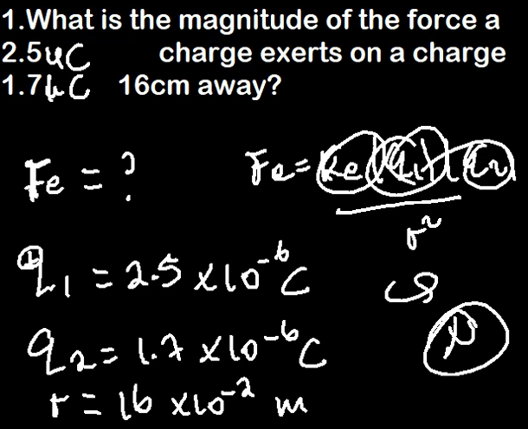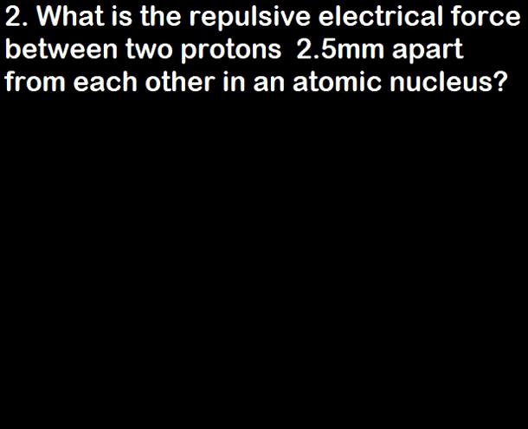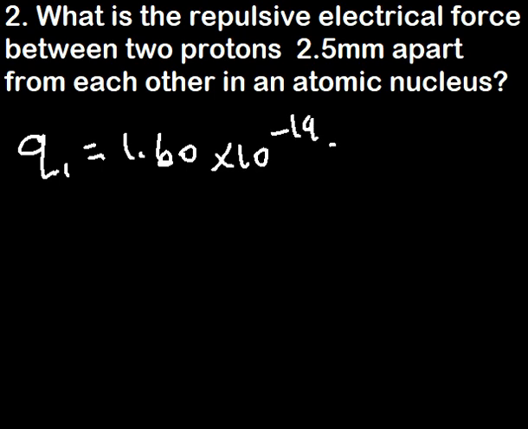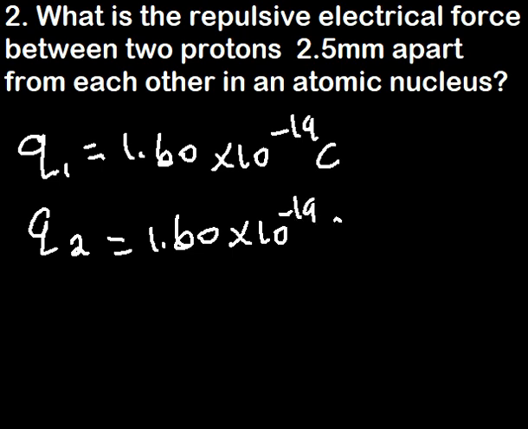Let's appreciate this question as well. The question says: what is the repulsive electric force between two protons? So we have charge 1, which is a proton, with 1.60 times 10 to the power negative 19 coulomb. And we have another charge 2, also 1.60 times 10 to the power negative 19 coulomb.